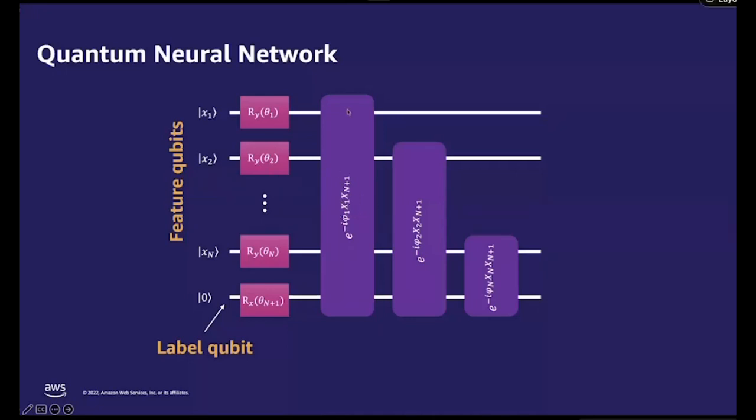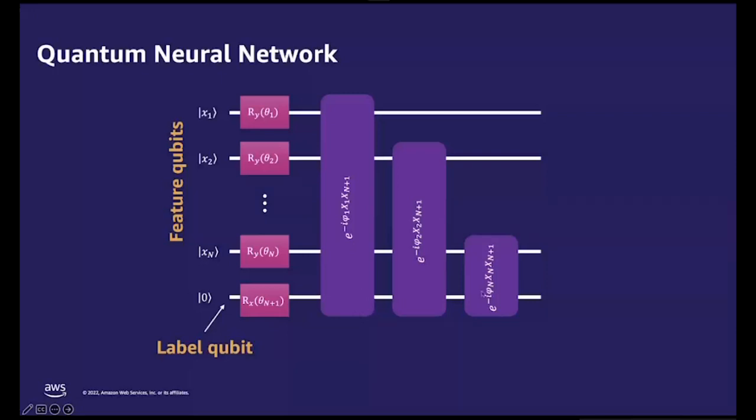Right, so you can think of this as a sort of pseudo-convolutional structure, where we're trying to convolve all the other features onto the label qubit, by doing this entangling gate, controlling on the feature qubits and targeting the label qubit.